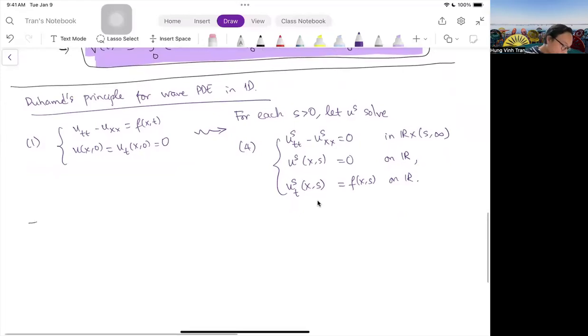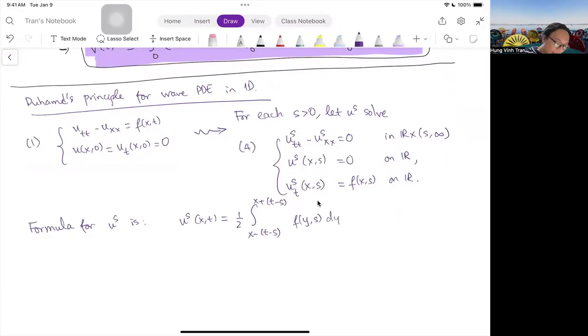We have the formula for this, right? So the formula for u^s is known, which is u^s(x,t) given by just the integral of the velocity, so 1/2 of the integral from x minus (t minus s) to x plus (t minus s) of f(y,s) dy, for x in R and t greater than or equal to s. Okay, so that is the formula we have.